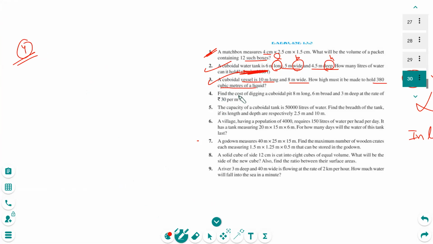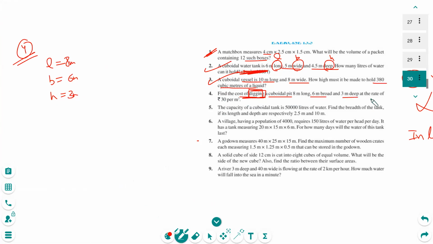Let's see if you can solve this one as well. Find the cost of digging. What do you mean by digging? खोदना, Khodna. You are digging a cuboidal pit. That's the length. See, again, I'm giving you the values. Everything is given in the question. You absolutely don't have to do anything. You just have to understand the question.